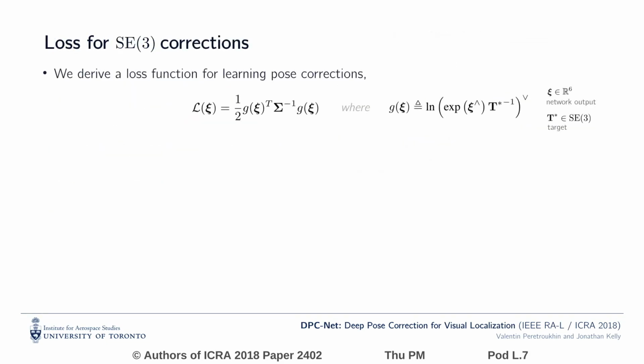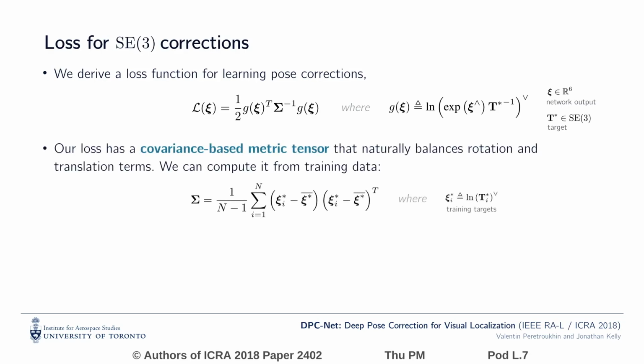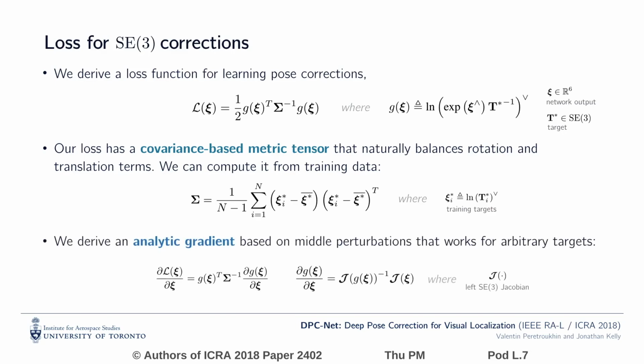Namely, to regress small pose corrections, we define a loss based on a Mahalanobis-like geodesic distance using matrix logarithms. Our loss naturally balances rotational and translational components through a metric tensor computed from training data that obviates the need for any scalar tuning parameters. We further derive an analytic gradient based on middle perturbations of the SE3 manifold for efficient backpropagation.